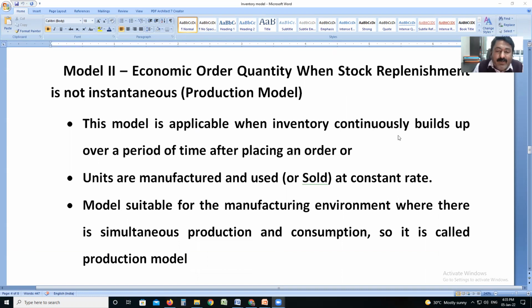This model is applicable when inventory continuously builds up over a period of time after placing an order.